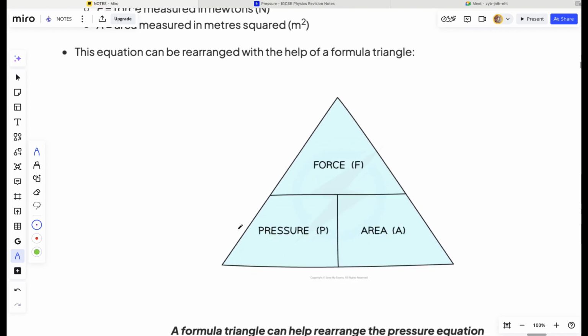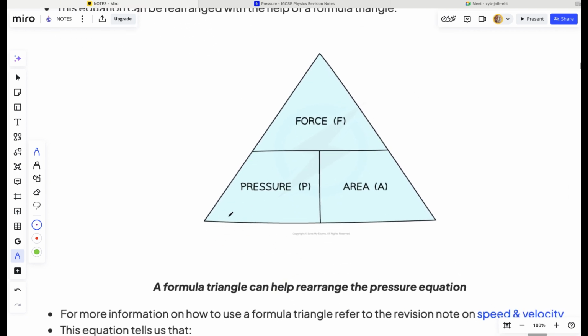So here is the triangular formula for pressure. If we put it in triangular form, pressure is force over area. If you want area, it is force over pressure. If you want force, because there are some cases where we have to make one the subject of the formula, and the pressure is given, you say force is pressure multiplied by area.